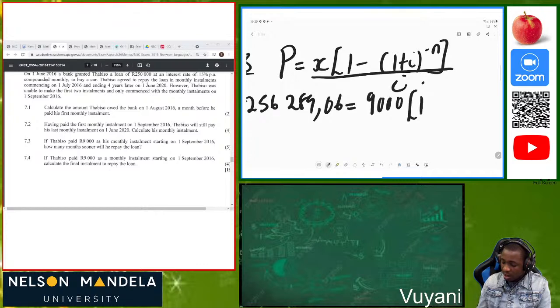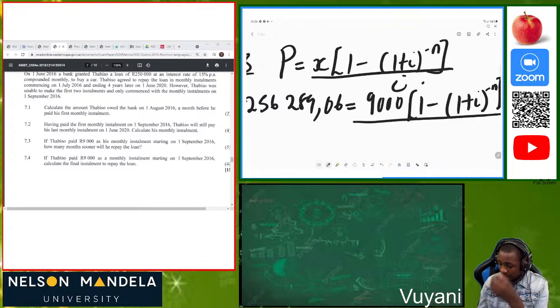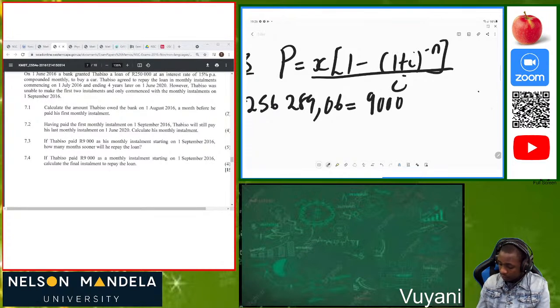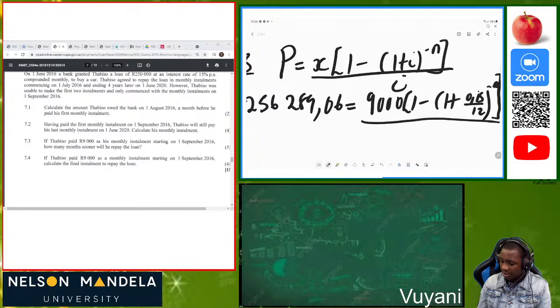We have to calculate how many months sooner he will be able to pay. So with 9,000 we have 1 minus 1 plus i, where our i is compounded monthly, to the power negative n, which is the one we are calculating, divided by our i, which is still compounded monthly.